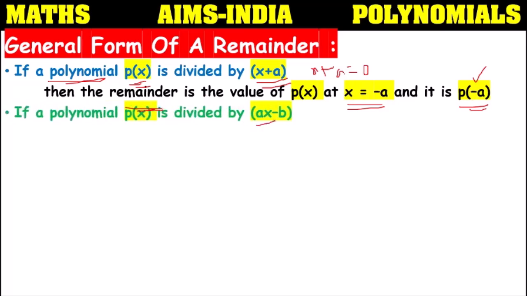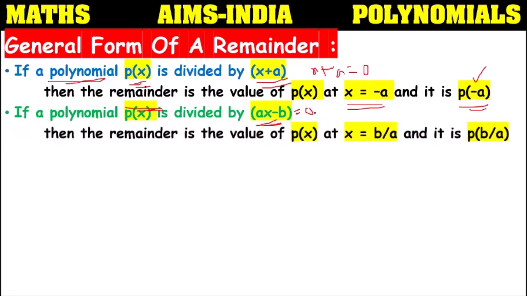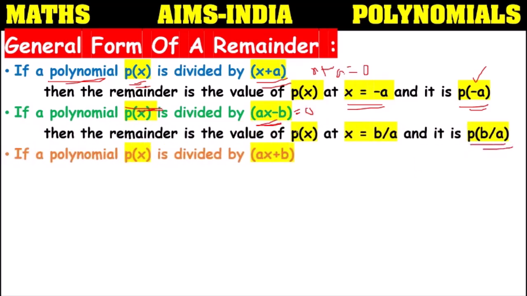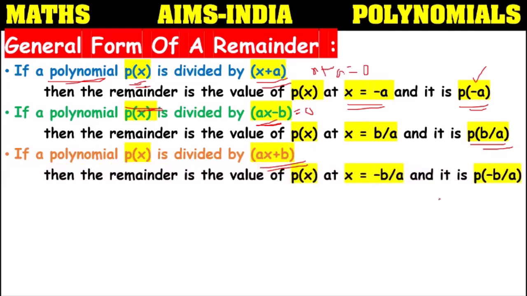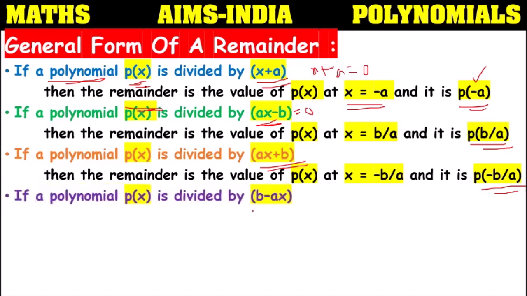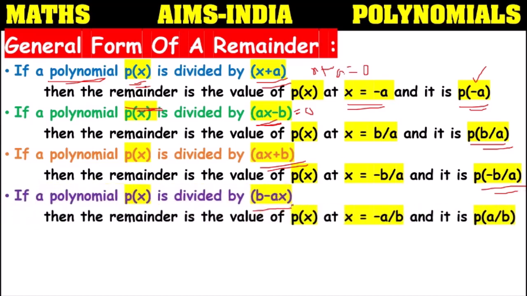Now if it is divided by ax minus b, then if you assume it as 0, what will be the value of x? Minus b will go to that side, it will become plus b, a will come to this side, b by a. So the remainder is p of b by a. In the same way, if we divide by ax plus b, then the remainder is p of minus b by a. If we divide by b minus ax, then the remainder is p of b by a.